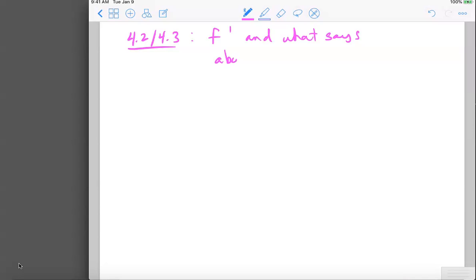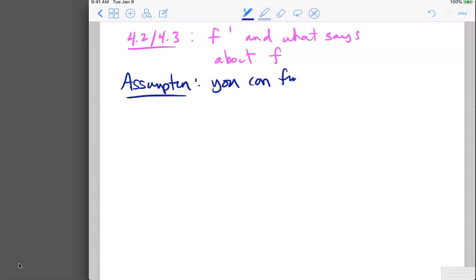Alright, in this video we're looking at sections 4.2 and 4.3. We're particularly going to focus on the function f prime and what f prime says about the function f. Okay, so I'm making an assumption in this video: that you can do all the derivative properties to find f prime from the function f.